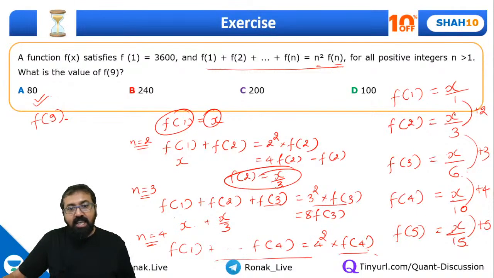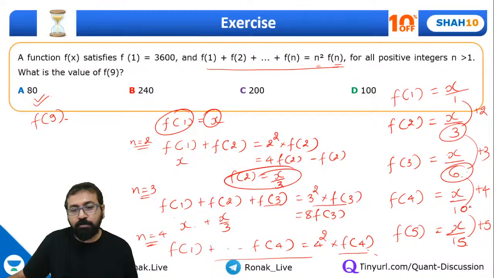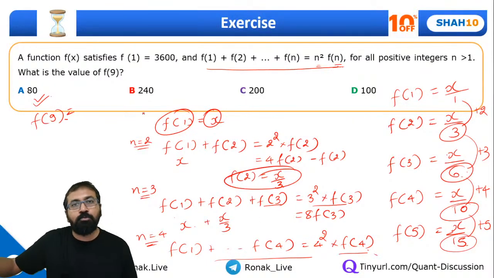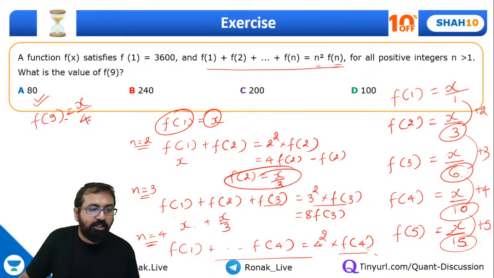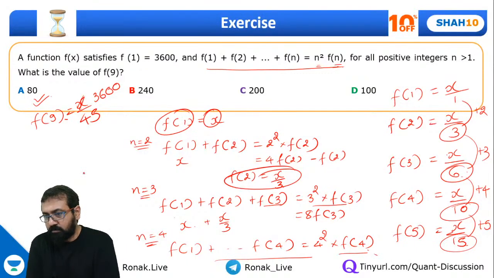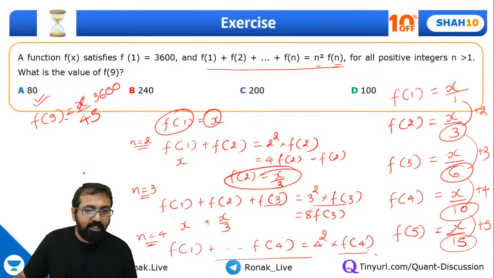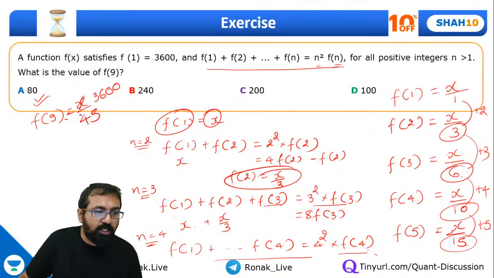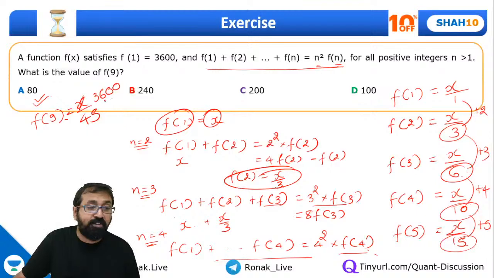Can I say I'll have to go up to summation? This is nothing but 1 plus 2. This is 1 plus 2 plus 3. This is 1 plus 2 plus 3 plus 4. Same way, what is 1 plus 2 plus 3 plus 4 up to 9? 45. So I need to find out x by 45. What is x? 3600. So 3600 by 45. Exactly, guys, I'm trying to explain this pattern. So f of 9 will come out to be x by 45, and 3600 by 45 is going to be 80.